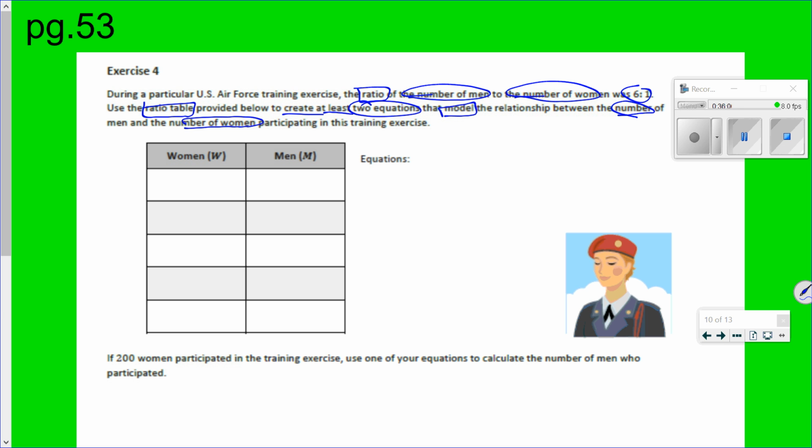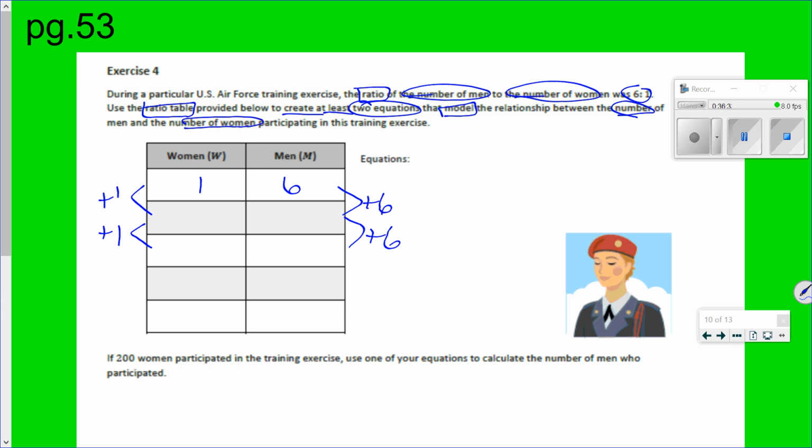Okay, in typical EngageNY fashion, they gave it as number of men to number of women, then reversed the table. So make sure you're paying attention, because when you're doing the EngageNY module, they do these kinds of things occasionally. So we actually know that it's 1 and 6. So let's start by building the table itself. So I'm just going to do additive. So we're going to add 1 on this side, add 6 on this side.